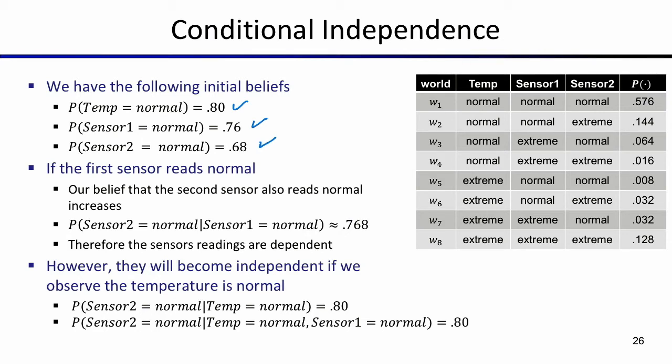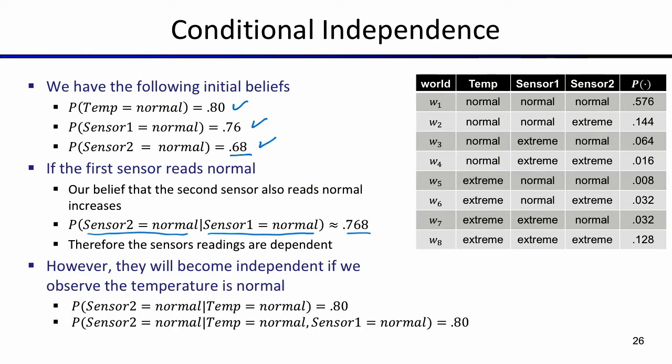We can check that, right? We compute the probability of sensor 2 being normal, given that sensor 1 is normal, and that increases to 0.768. So it was 0.68, now it increased to 0.768. It's a small increase, but there is a change here, right? So knowing one sensor will change my belief in the other sensor. And that makes sense if the sensors are close by, maybe in the same area.